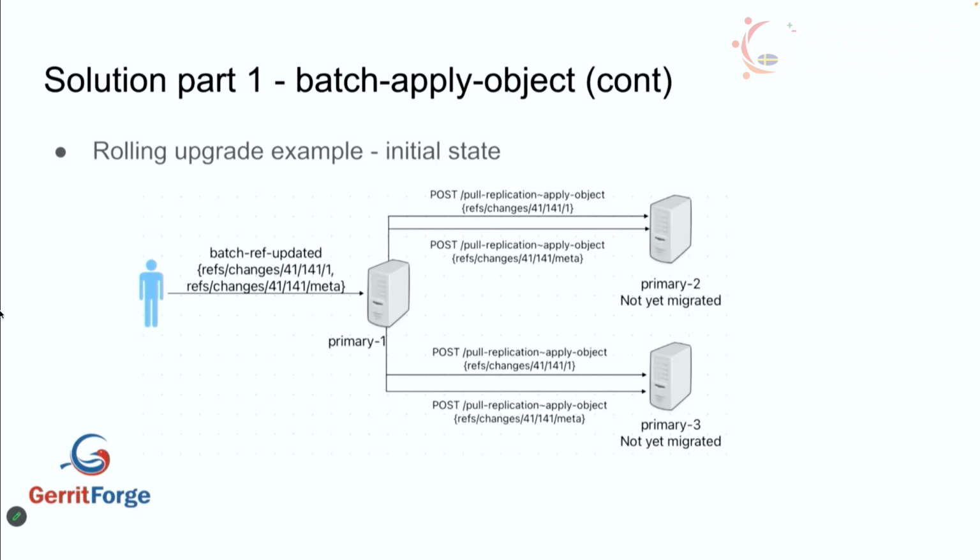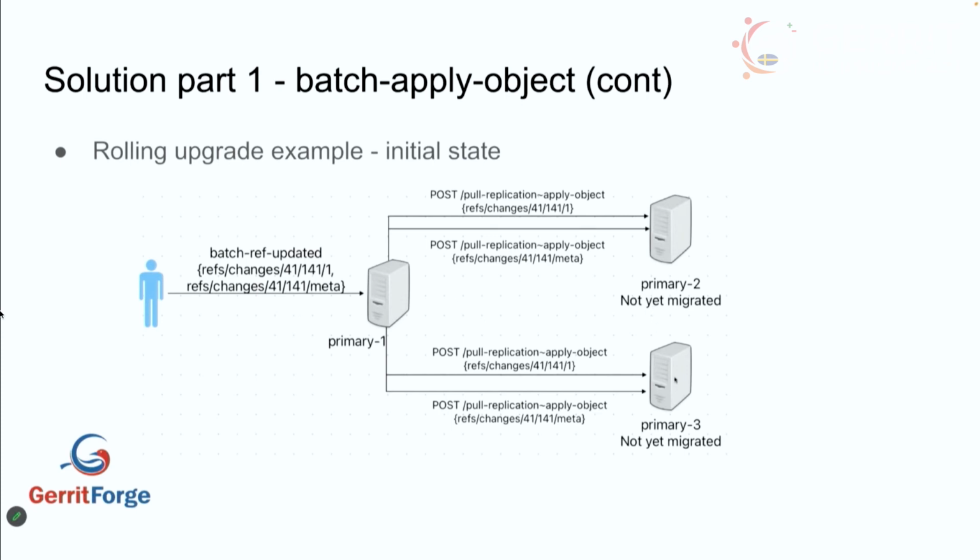So this is an example of how you do the upgrade in a rolling upgrade fashion. Here we have the primary setup. We have a primary one node which already runs the latest version, so it has all the changes. Then there is a user-initiated action which results in a batch ref updated event for the patch ref for 101, also 141, and the meta ref.